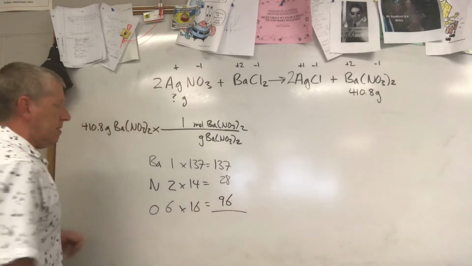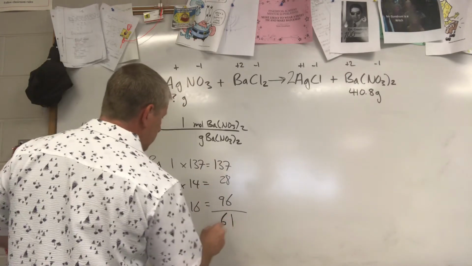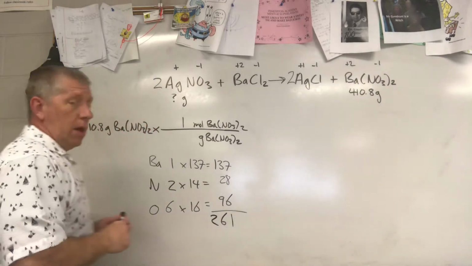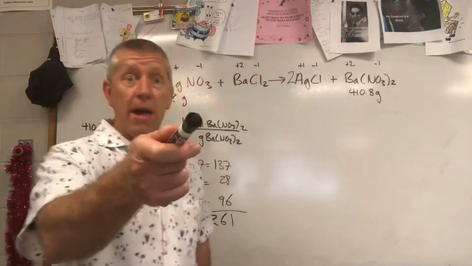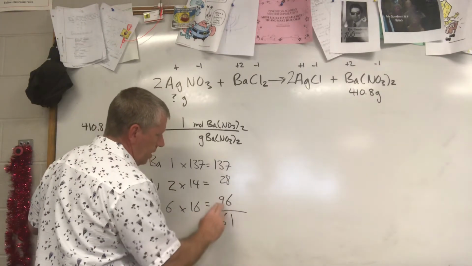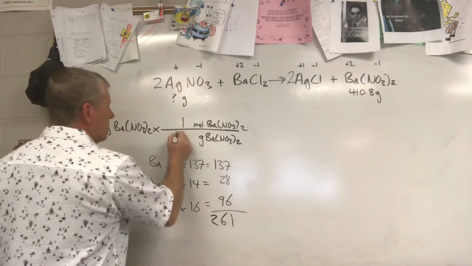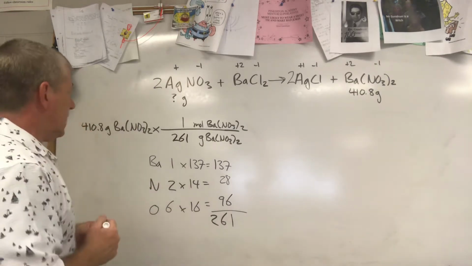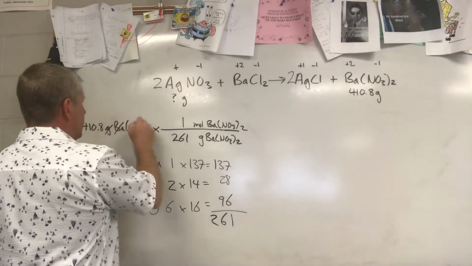Add those up and that's 261. But I always like to check myself, so I'll add in a different order. Yep, we're right, 261. 261 goes in here. I'll leave this up for a minute in case you were looking at it. Then, another step. We're not done yet. That's only one step. All of that just for one step.